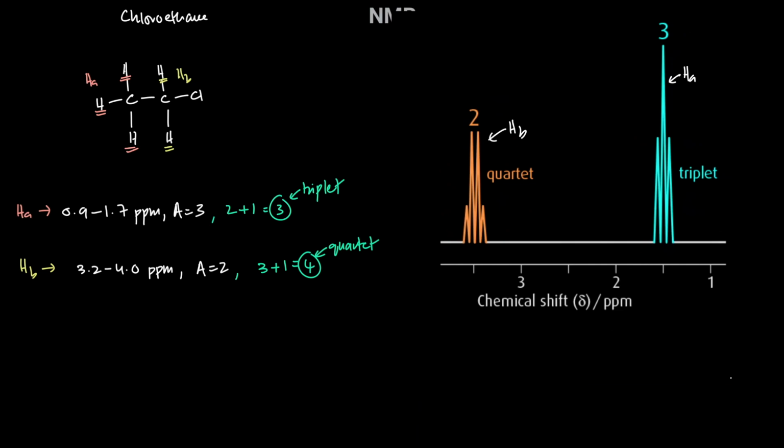So HA splits into a triplet because the neighboring carbon has 2, so n is 2, and the splitting pattern is 2 plus 1, that is 3, a triplet. So we see a triplet at 0.9 to 1.7 parts per million for HA. And then for HB, the neighboring carbon has 3, so it splits into 4. So HB is a quartet in the range 3.2 to 4.0 parts per million. The relative area for the peak for HA is 3, and the relative area of the peak for HB is 2.